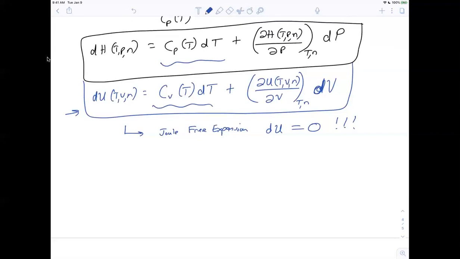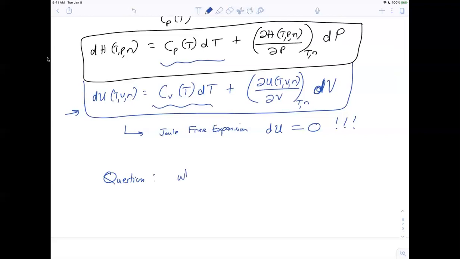So if dH is 0, we can isolate this partial derivative and then get everything on one side that is experimentally measurable. This is what we did with the Joule free expansion for U. We said, well, in the Joule free expansion experiment, delta U or dU is 0. So that's going to allow us to rearrange this expression and obtain this partial of H with respect to P, or partial of U with respect to V. So let's do that. So is there any experiment that allows us to say that H is constant, a process where we have no change in enthalpy? Indeed, there is.